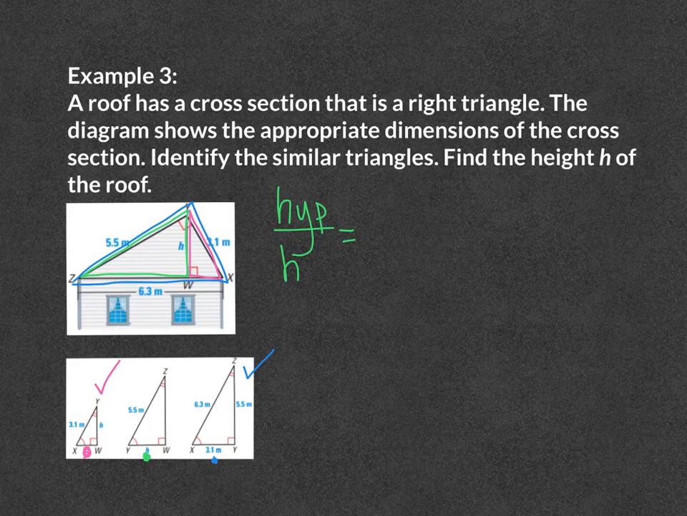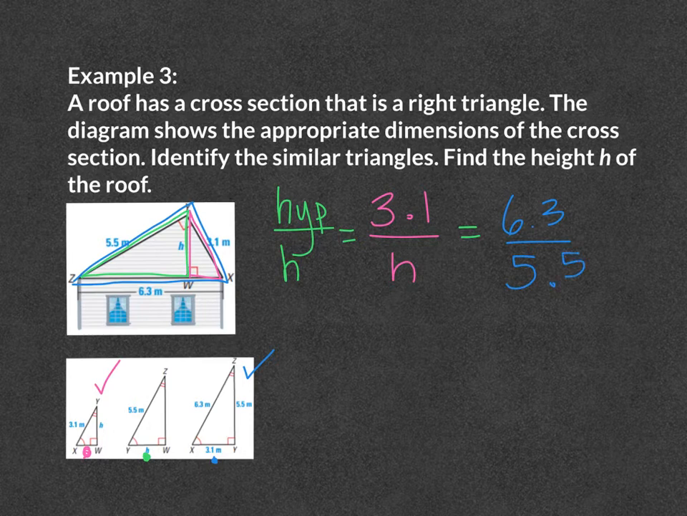So the hypotenuse of the small triangle is across from the right angle, which is 3.1. And the height is the letter H. Now the large triangle in blue, my hypotenuse across from the right angle is 6.3. And the height is 5.5.